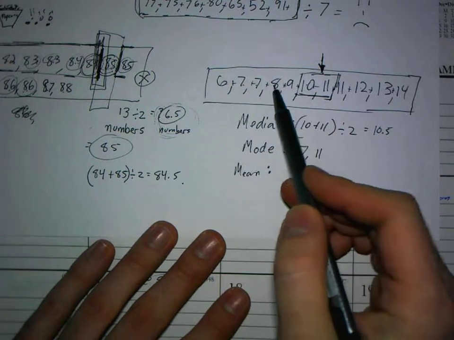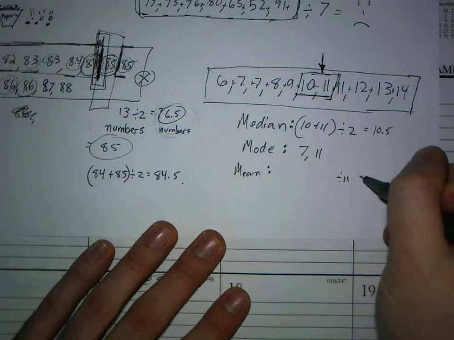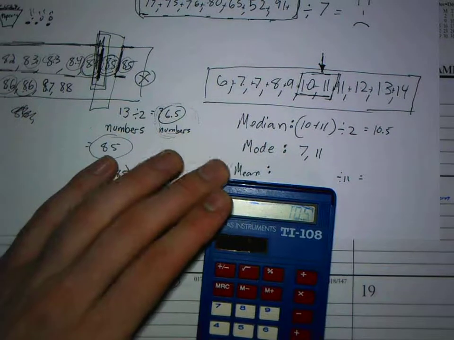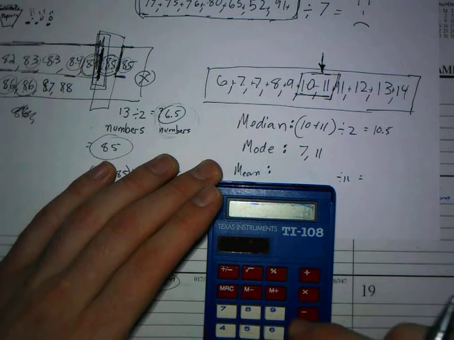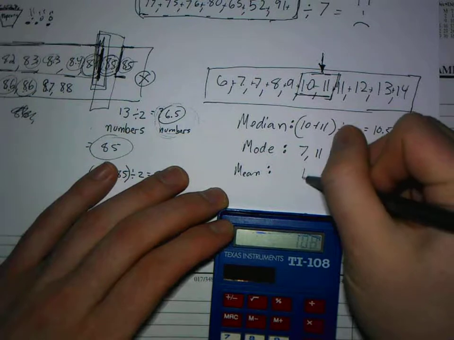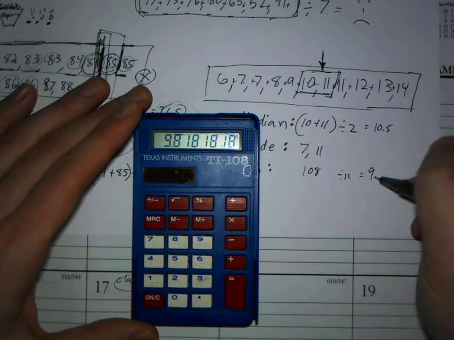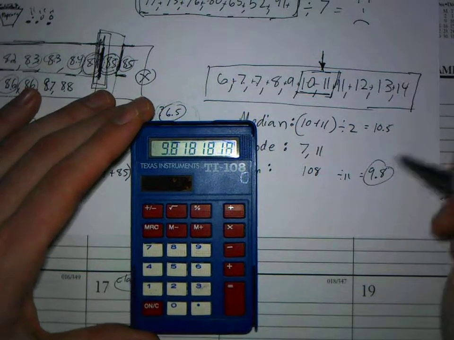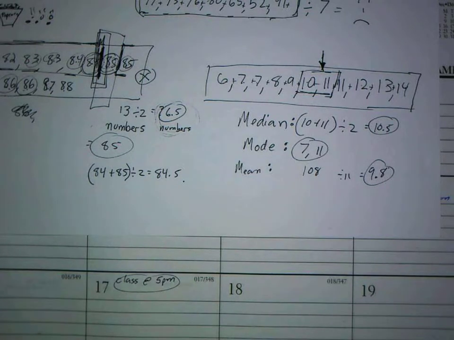So 1, 2, 3, 4, 5, 6, 7, 8, 9, 10, 11. So add them all up and then divide them by 11. I'll quickly do it on a calculator. I got 108 divided by 11, which gave me 9.8. So there you go. There's your mean, mode, and median.